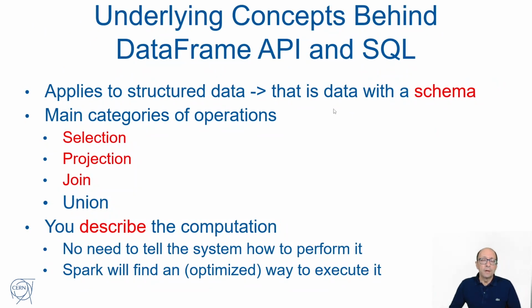So some of the key operations that you want to do with structured data with DataFrame API and SQL are selections, projections, joins, unions. In general, you want to use these components to describe computation, and you don't need to tell Spark how to perform the computation. You just express the result in terms of these categories of operations. Spark will find an optimized way to execute your SQL operation.